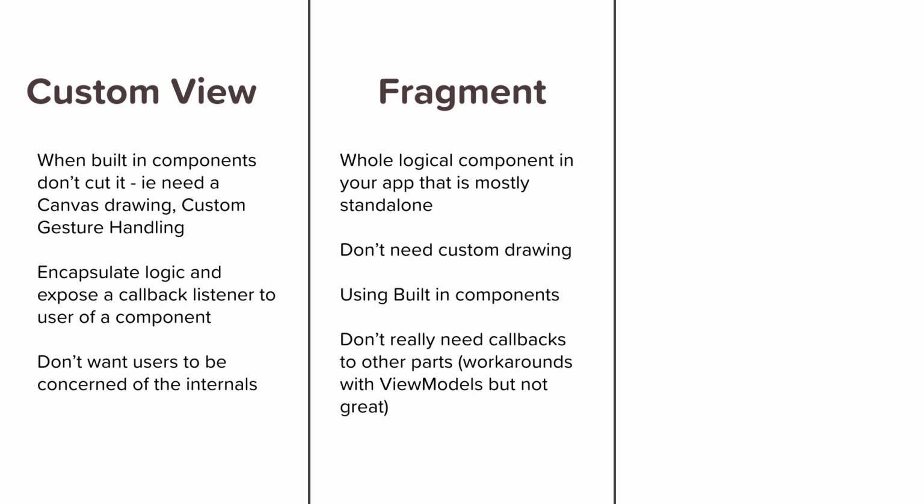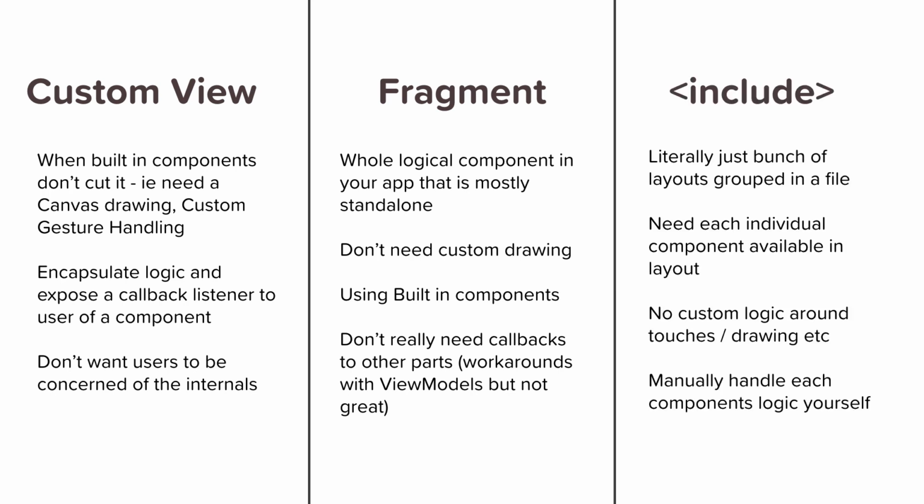A fragment is basically, I choose to use a fragment when it's a whole logical component in my app that's mostly standalone and it doesn't need custom drawing. So if I need to draw custom stuff like a circle or rect, I'll go to a custom view. And I generally use the built-in components plus custom views inside a fragment. When I make a fragment, I don't really need callbacks to other parts of the view that you have on screen, because it gets a little bit messy and you have to pass view models around or cast contexts and stuff, which is a little bit horrible. Whereas with custom views, you can quite nicely provide callbacks to the calling component.